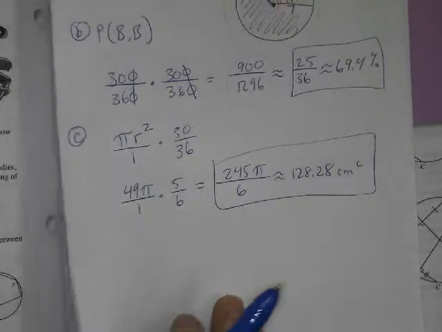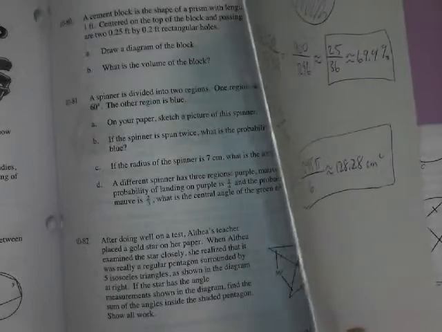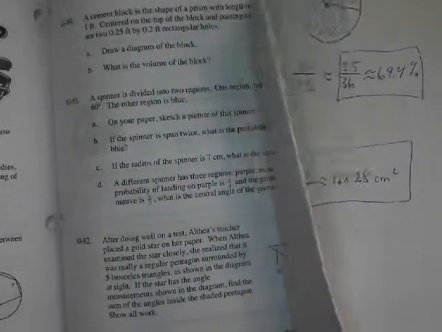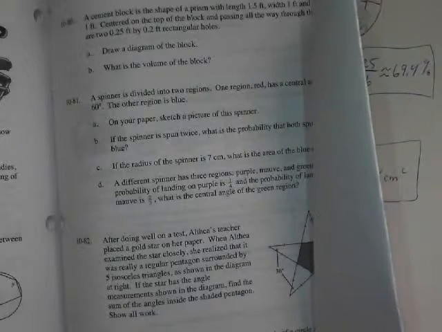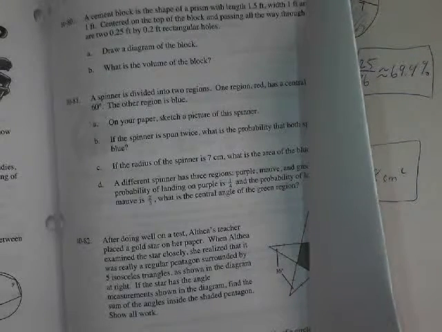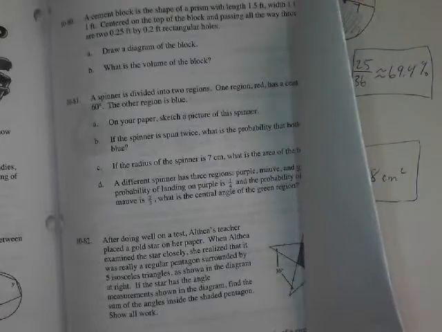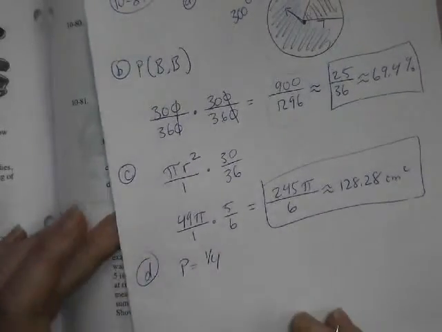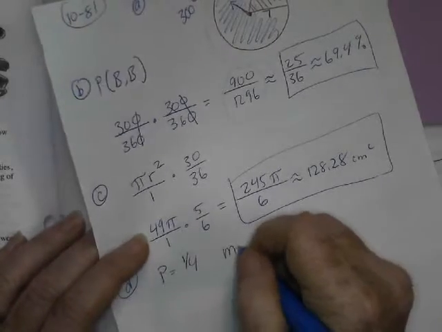And then now what are we on? Letter D. If a different spinner has 3 regions, purple, mauve, and green, what is the probability of landing on, if the probability of landing on purple is a 4th, and landing on mauve is 2/3, what's the central angle of the green?